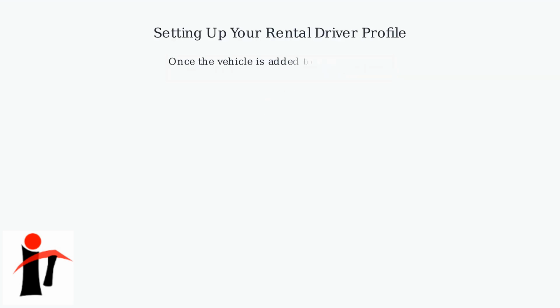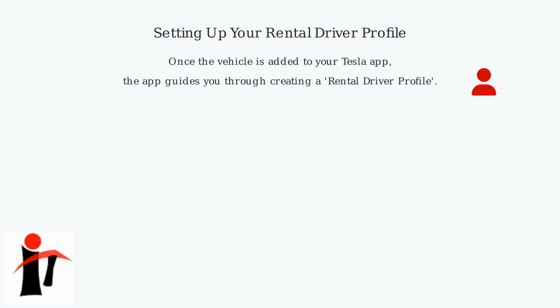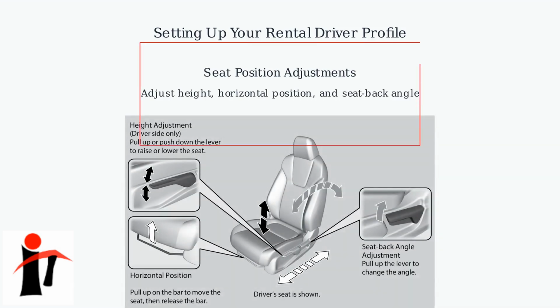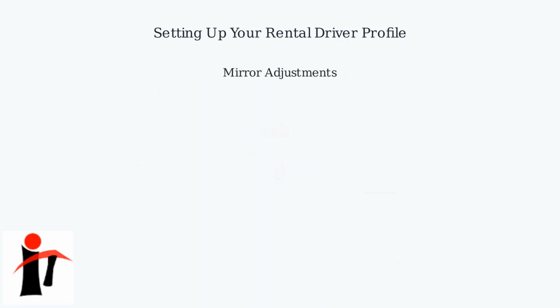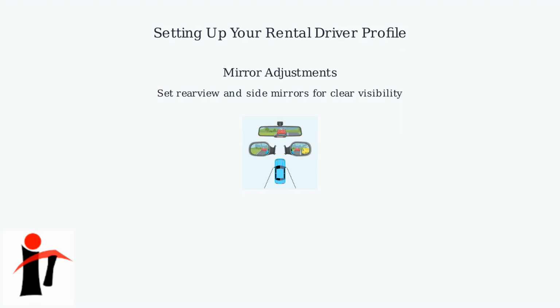Once the vehicle is added to your Tesla app, the app guides you through creating a rental driver profile. This temporary profile allows you to customize various settings to make your rental experience more comfortable and personalized. The profile setup begins with seat position adjustments. You can customize the height, horizontal position, and seat back angle to ensure optimal comfort for your driving posture. Next, adjust the rear view and side mirrors to ensure clear visibility around the vehicle. Proper mirror positioning is crucial for safe driving and can be saved to your rental profile.